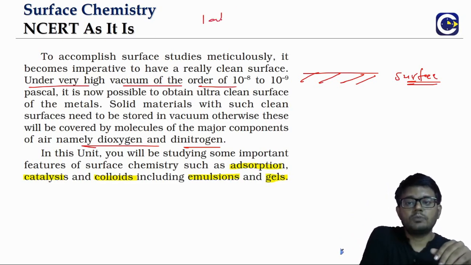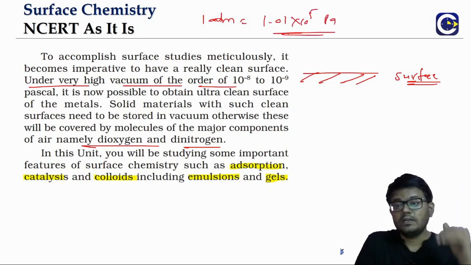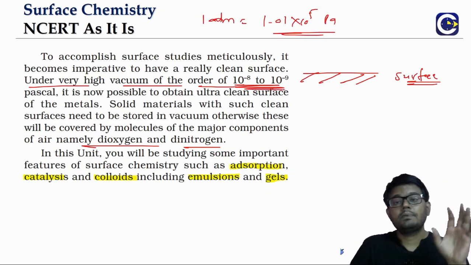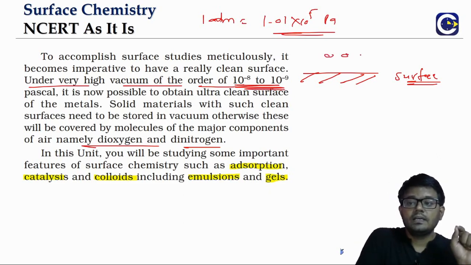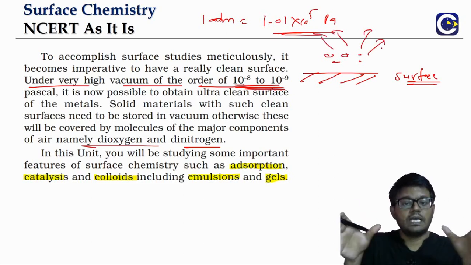Normally, what is the atmospheric pressure? 1 atm means 1.01 × 10^5 pascals. From there, we have to take it down to 10^-8 to 10^-9 pascals. Only then will the air molecules on the surface be removed. That's when we can have a clean surface.